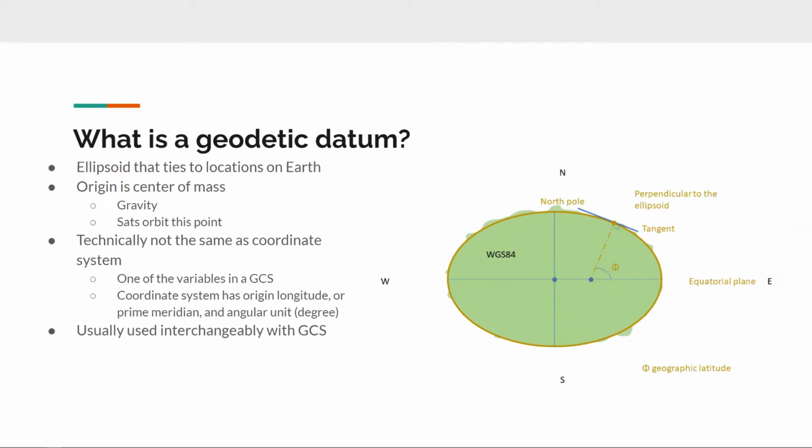But the datum is technically not the same as a coordinate system. They're often used interchangeably, and it's not a big deal if you use them interchangeably. But honestly, a datum is going to be an input into a coordinate system. A coordinate system has a couple of extra components. It's going to have an origin, a longitude, a prime meridian, like we were talking about before with Null Island off the coast of Africa. Technically, a datum doesn't have those numbers and origin points. It's just the actual model itself. So a coordinate system just adds in a couple extra units, including degrees. You could use other units if you wanted to as well. So again, used typically interchangeably with GCS.